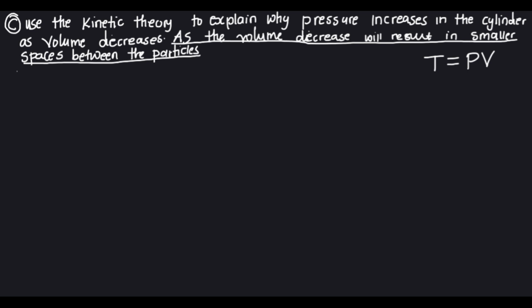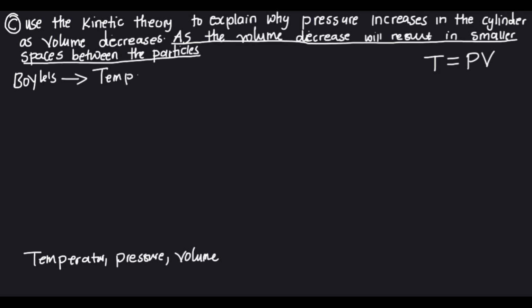Now, let's say we are dealing with Boyle's law. Remember, there are three factors that we are putting into consideration. The first factor is the temperature. Then we have pressure. After pressure, we have volume. These are the three factors that we are interested in here. If we are dealing with Boyle's law, temperature remains constant.